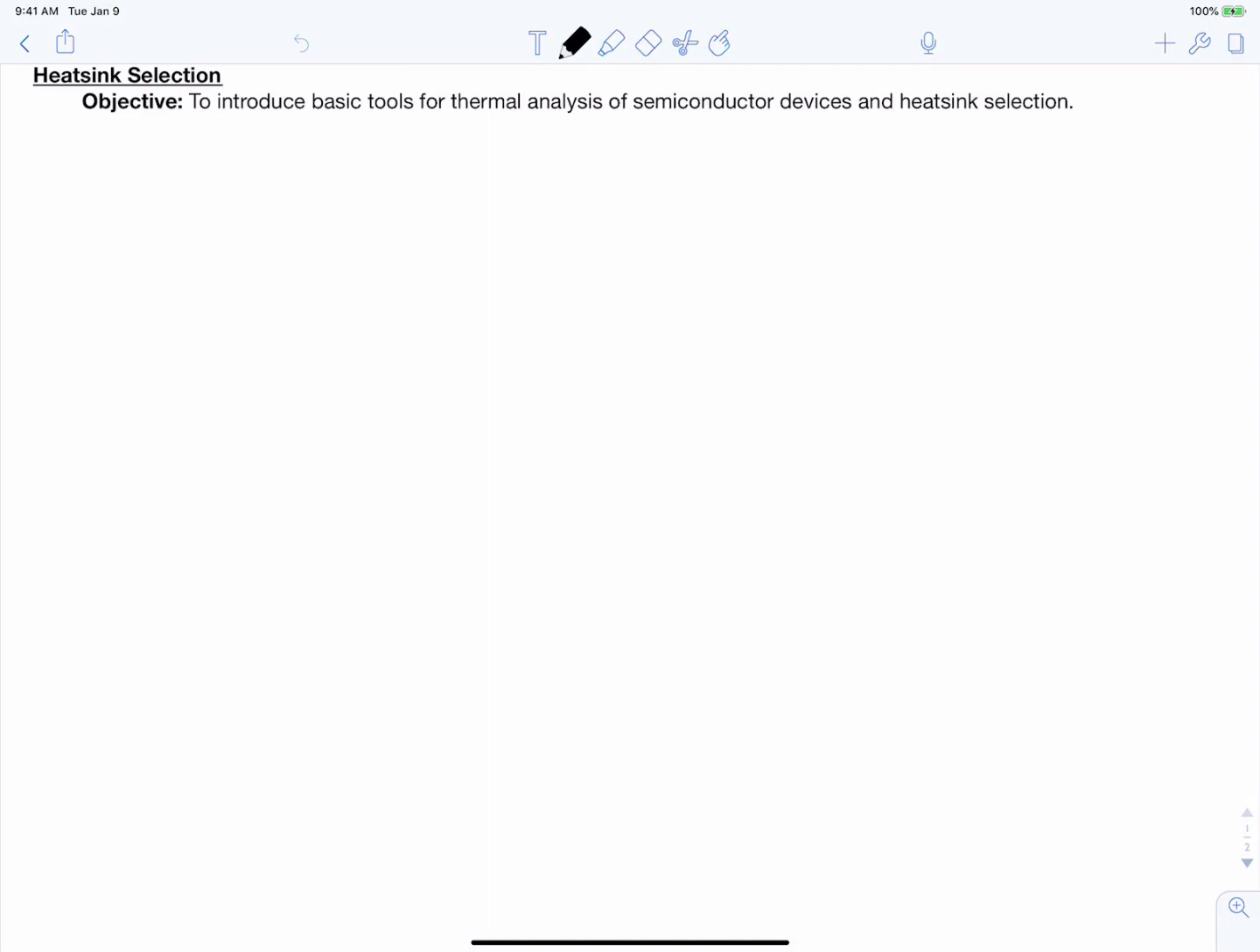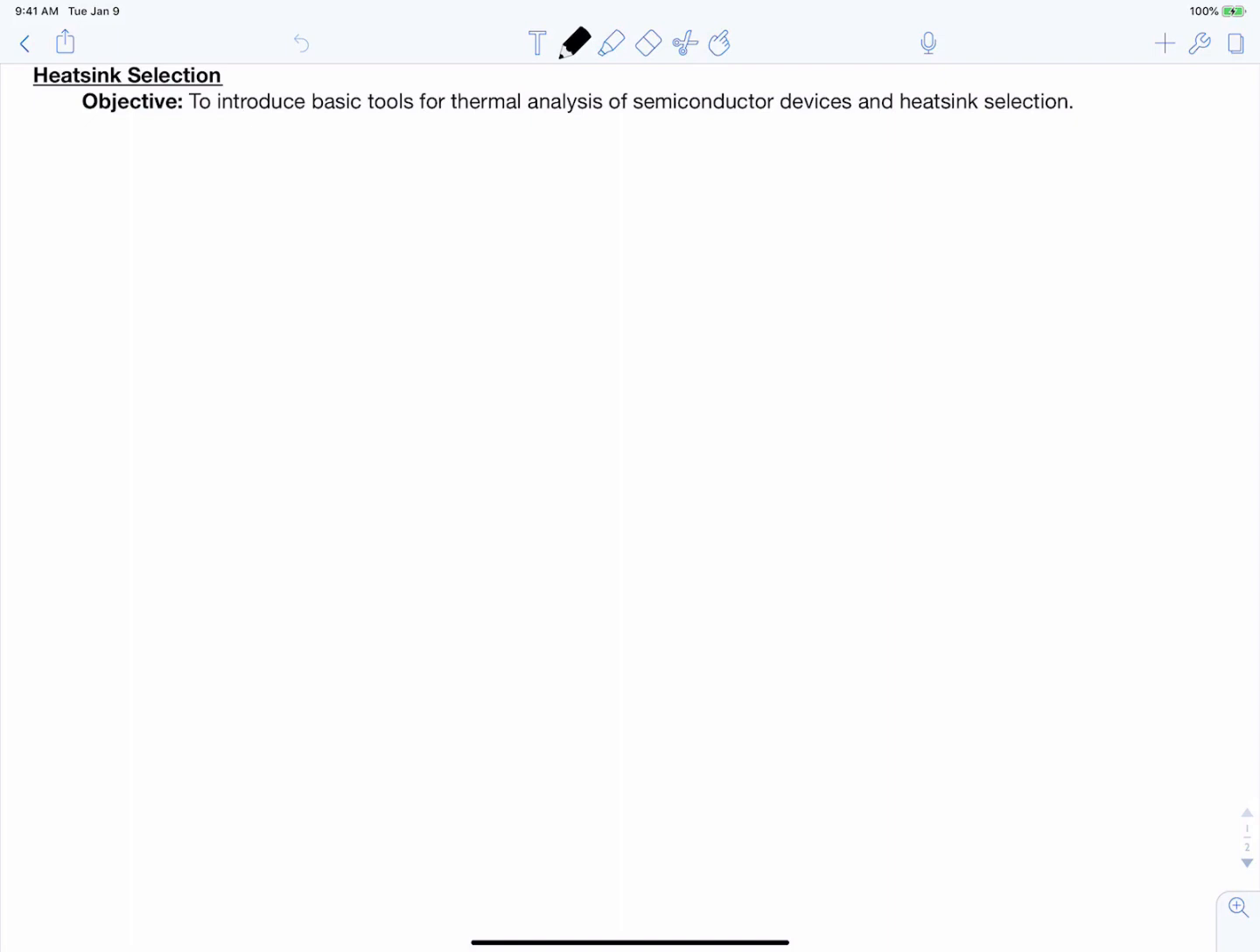The objective of this video is to introduce basic tools for thermal analysis of semiconductor devices and heat sink selection. The idea is that when we have a semiconductor device, and we're talking about either a diode or some type of transistor, a MOSFET, an IGBT, or a BJT, we have losses that occur within the semiconductor junction. And these losses will generate heat that must somehow be dissipated, or we risk damaging or melting our device.